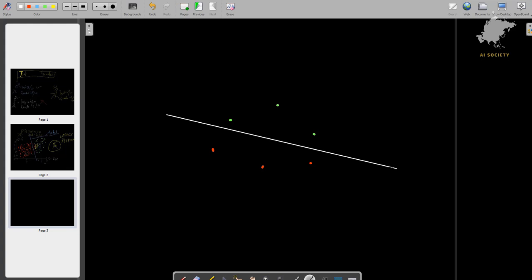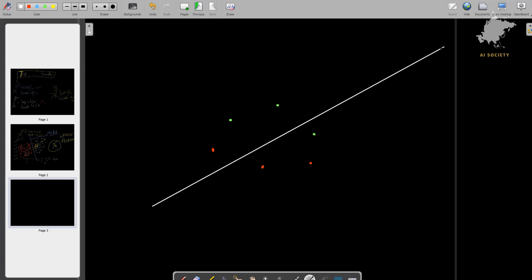As a human we know that, but as a machine we don't know that. So what logistic regression does, just like linear regression, is draw a random line between the data points. Okay, so this is how that random line looks.